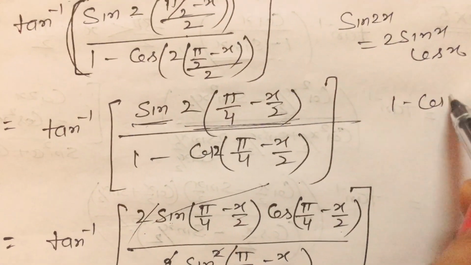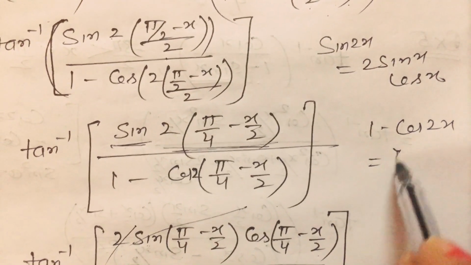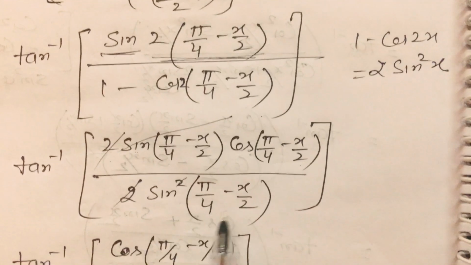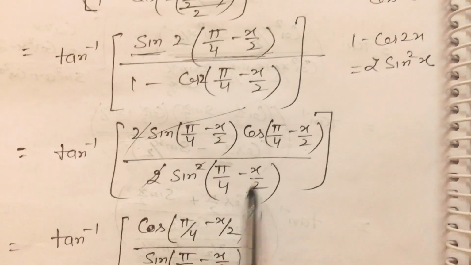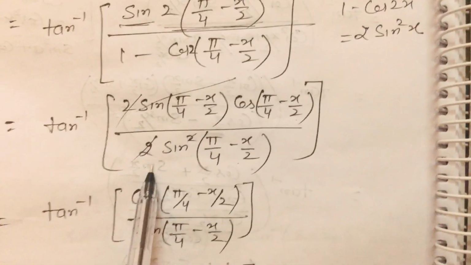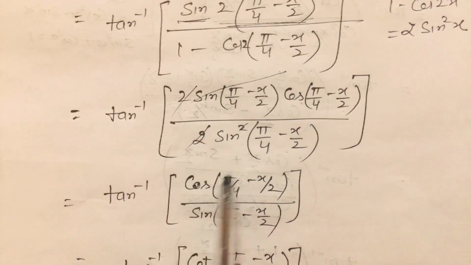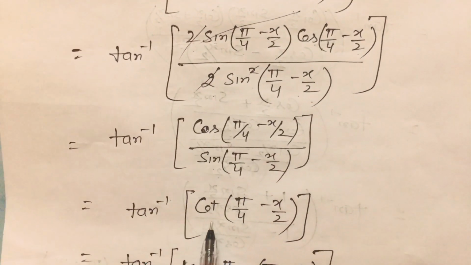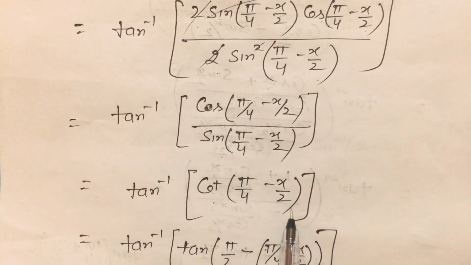1 minus cos 2x. What is the formula of 1 minus cos 2x? 2 sin square x. So I have written 2 sin square x, place is pi/4 minus x/2. 2 cancels with 2, 1 sin cancels with 1 sin. What is left? Cos upon sin, and cos upon sin is cot of pi/4 minus x/2.